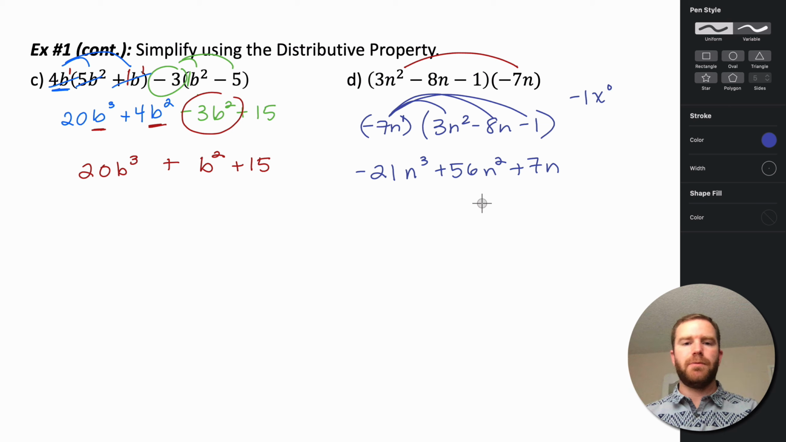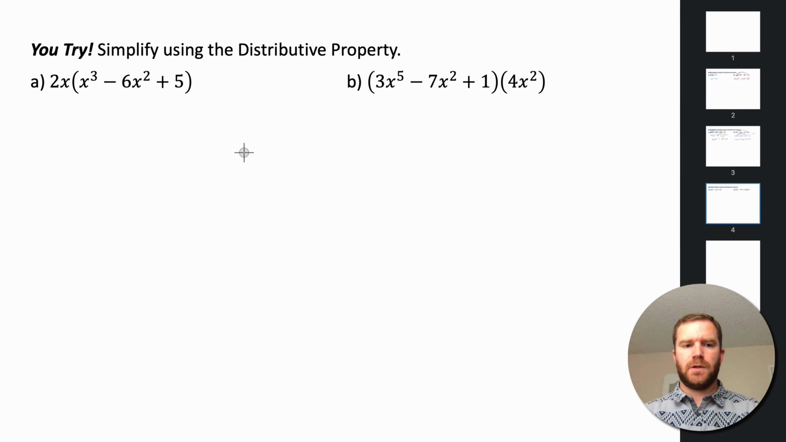So I have two problems here that I want you guys to try on your own. Go ahead and work through these two problems, and I will come back and we can talk about them once you're done. Please pause the video, do these two problems on your own, and we'll come together and talk about them when you're done. Good luck.